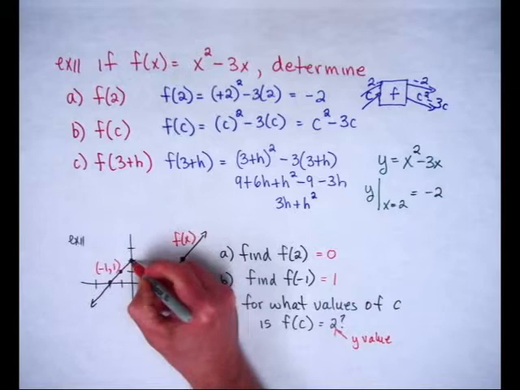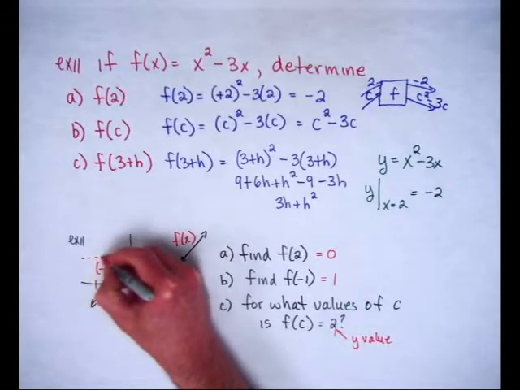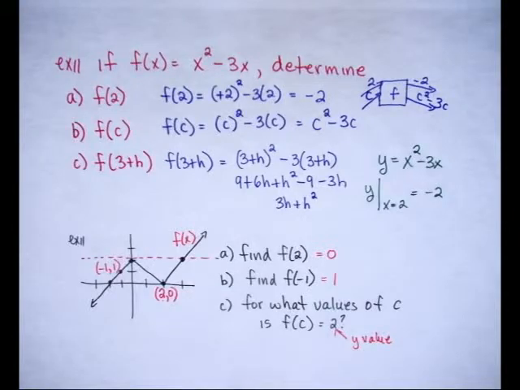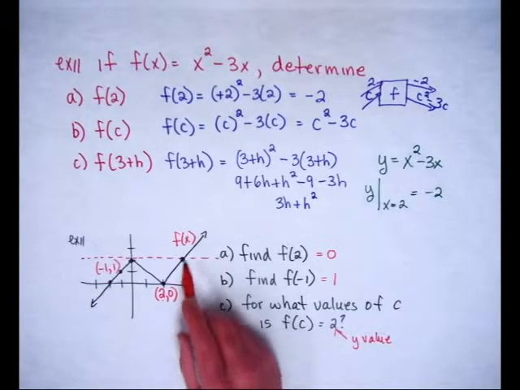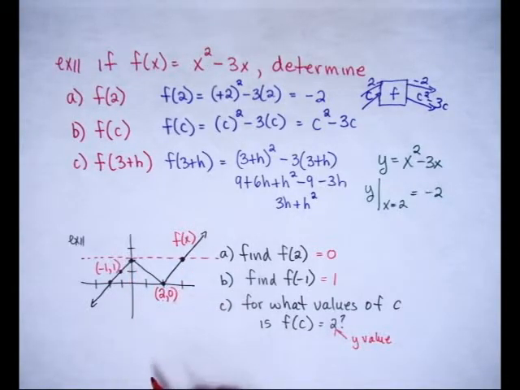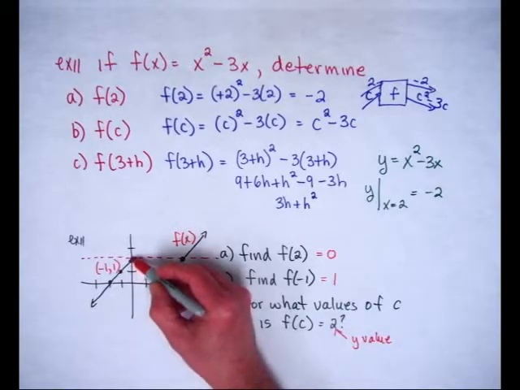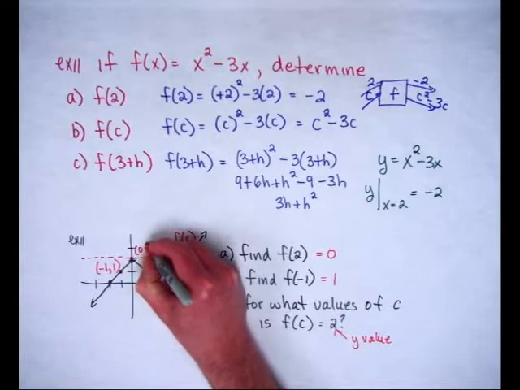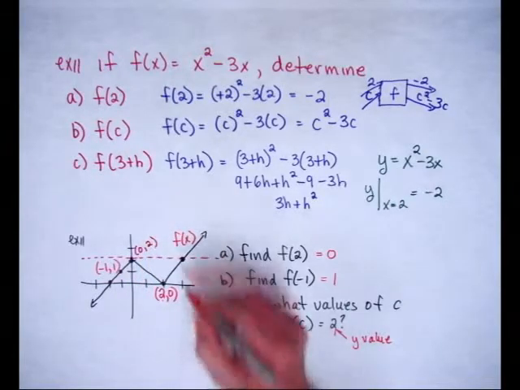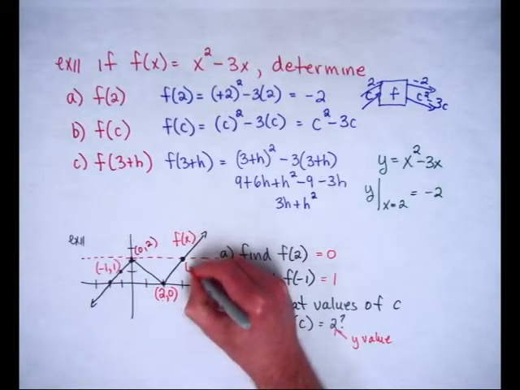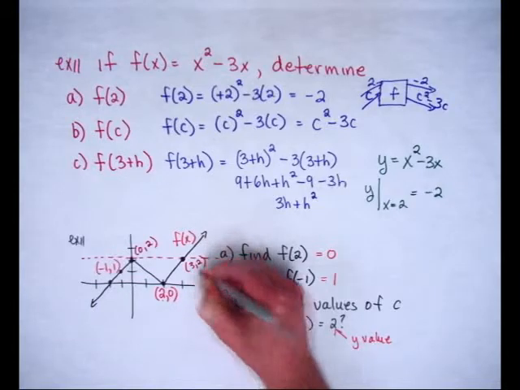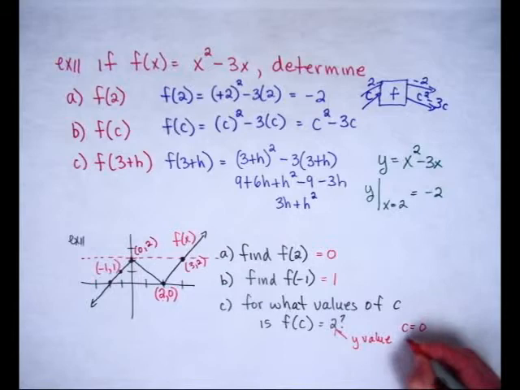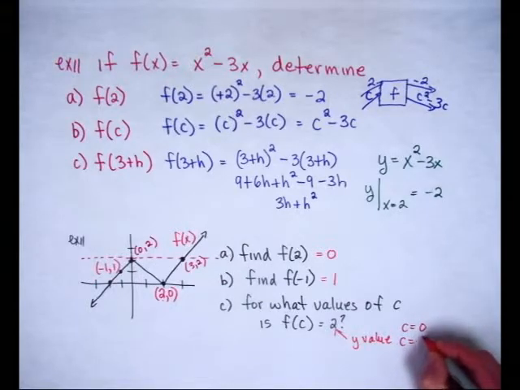Well, here's y equals 2. If you drew a horizontal line right through y equals 2, you would see that it's hitting the graph in 2 places. Those 2 places would be our inputs that would give us that value. The first input would be x equals 0. This point right here would be 0, 2. And there would also be a value right here at 3, 2. So in this case, c could be 0 or c could be 3.